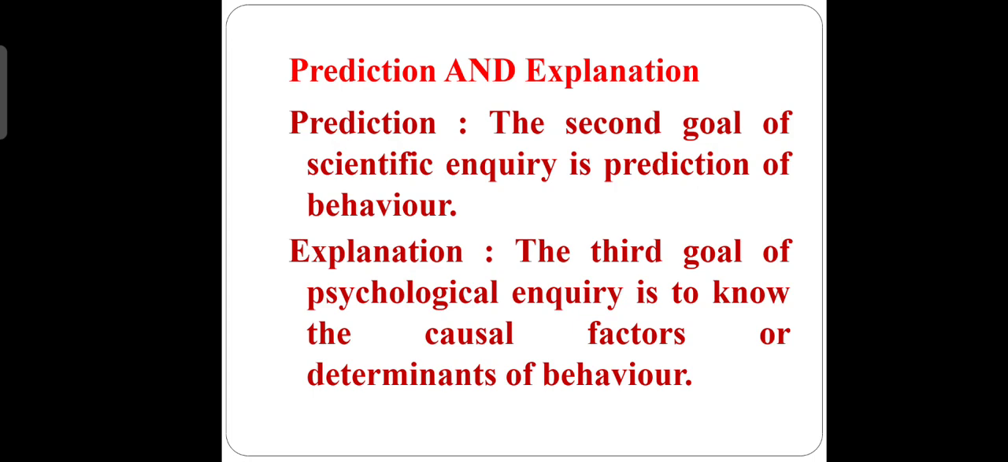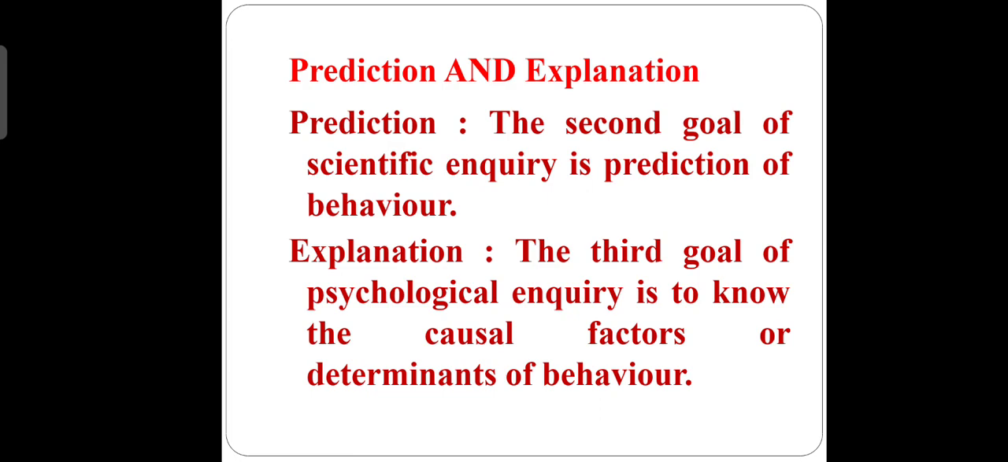Next, explanation, the third goal of psychological inquiry: the causal factors or determinants of behavior. We can explain individuals' behavior; we can find out the causes of individuals' behavior. For example, what makes some children more attentive in the class? And why do some children devote less time to study? So the goal is concerned with identifying the determinants, factors, or causes of behavior.